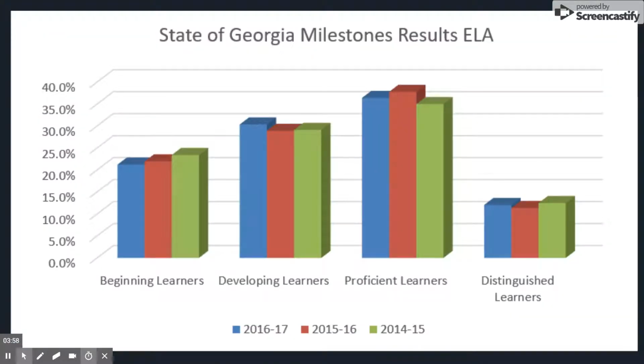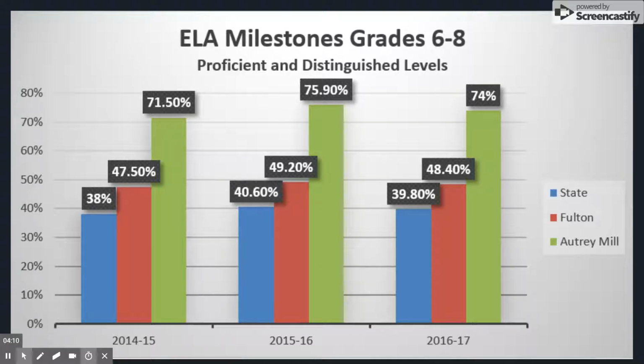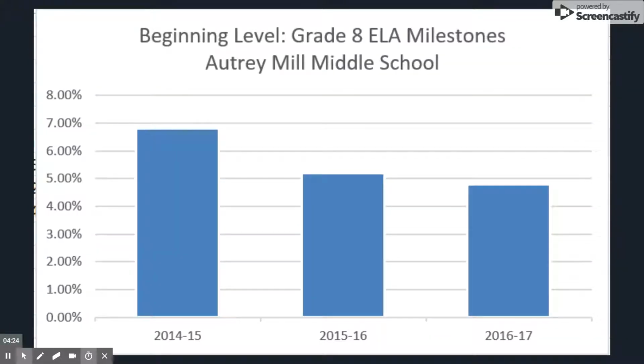The state of Georgia milestones results, proficient learners capped out at about 35%. That number is similar in Fulton County, and the trends are similar in Fulton County. But Autry Mill, year after year, scores significantly higher than both the state and Fulton County. It's one of the reasons why our enrollment numbers have increased. Our state scores are consistently high.